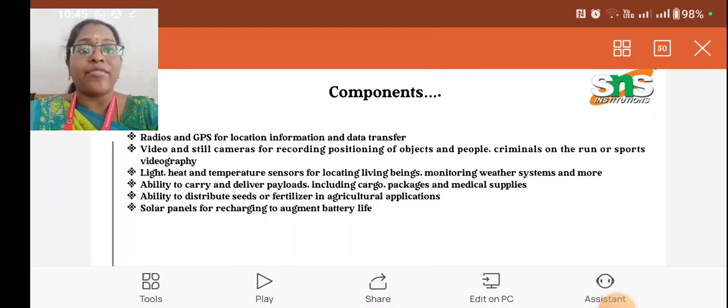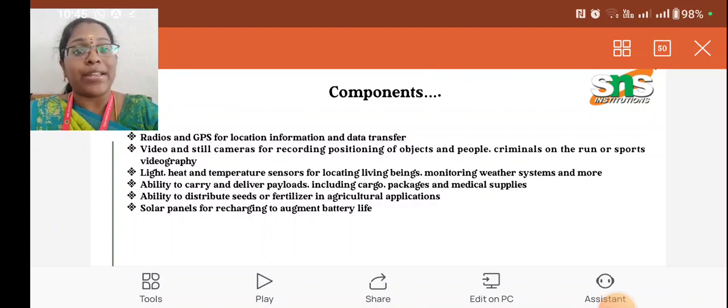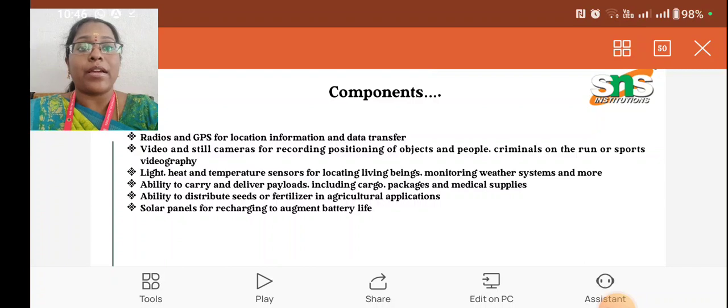It has to have some video and still cameras, so that it would be capable of recording the position of the objects and people. If it is going to be considered for sports videography or for a police academy, then it would be helpful for them to identify the people with the help of the photographs captured by the drone. In consideration of sports videography, we can record the match totally, and that could be interpreted and retelecast with the help of the analysis of those data.